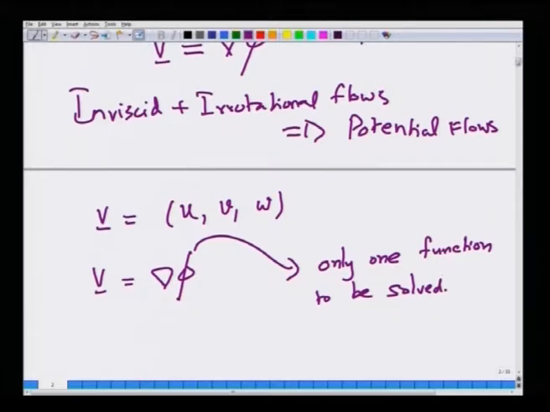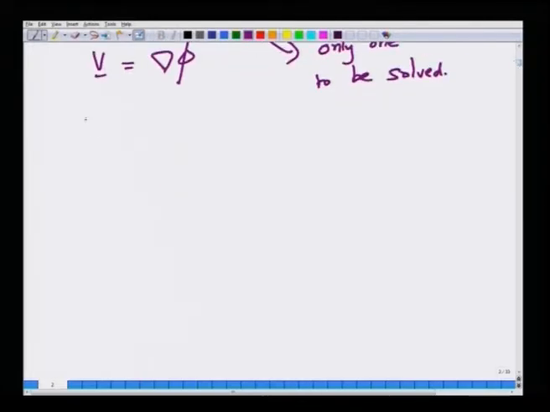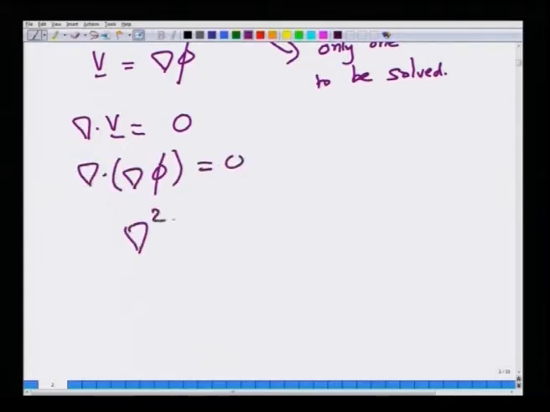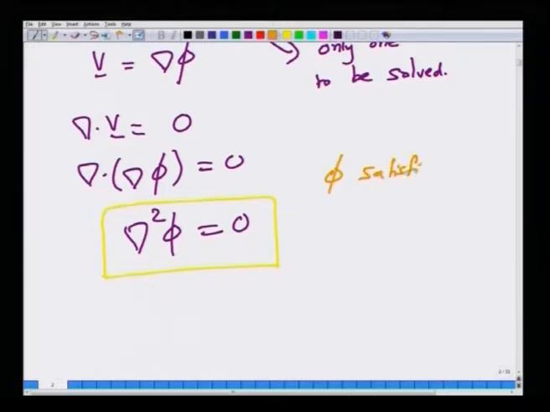Another simplification comes when you couple this with the fact that the mass conservation equation for incompressible flows becomes del dot V is 0. This means that del dot del phi is 0, or del squared phi is 0. So, this is a Laplace equation. This is a well known Laplace equation, but importantly it is a linear equation. So, the potential satisfies the Laplace equation for potential flows.